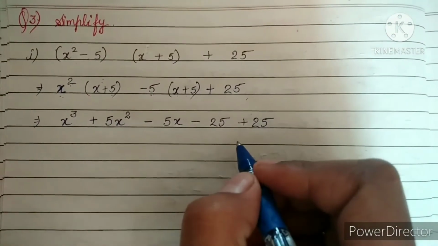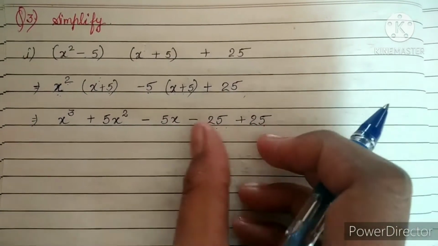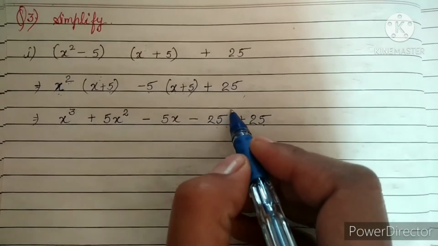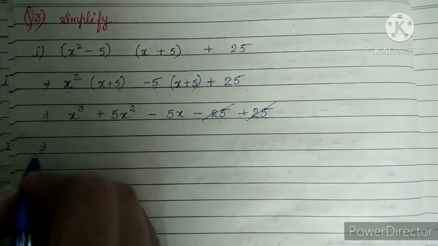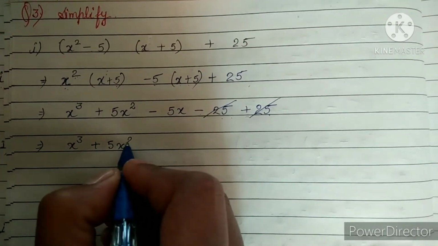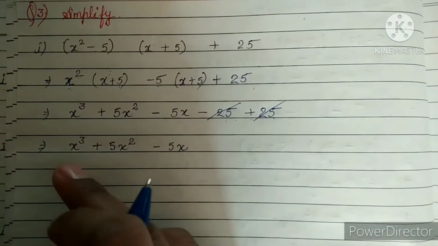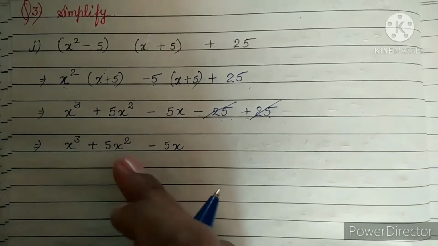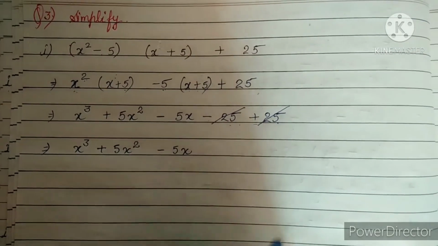You can see the constant term minus 25 plus 25. When we do minus plus we will get 0. It means we can cut negative 25 with positive 25. Its answer will be x cube plus 5x square minus 5x. Once again you can check all the variables are different from each other. Here is x cube, here is x square and here is x.